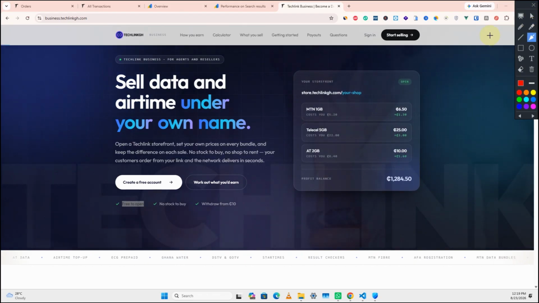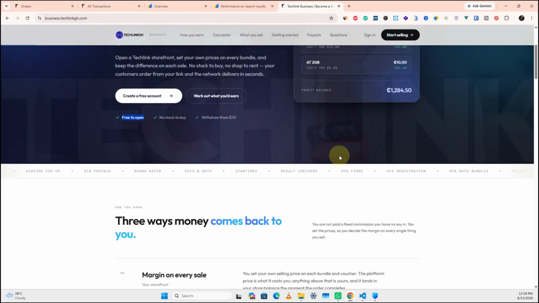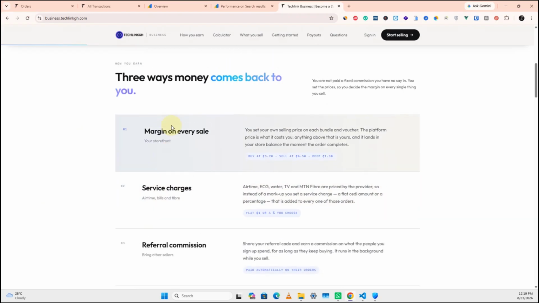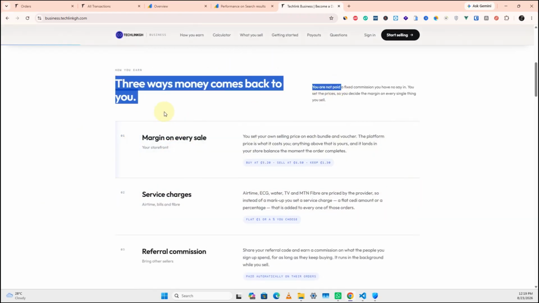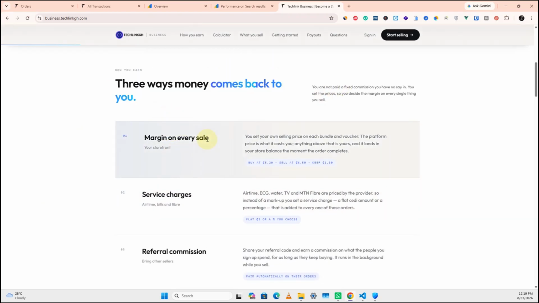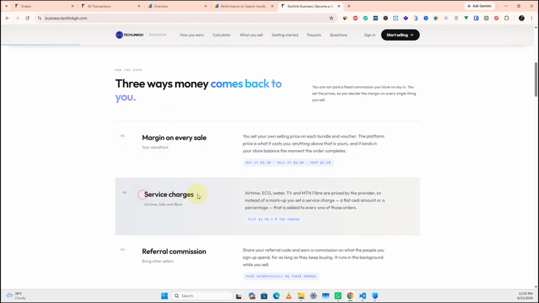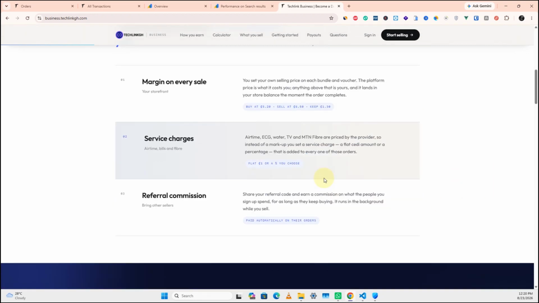All right, so now when we scroll down here, we have margin on every sale. If you sell something, you get to keep the margin. And then service charges: you set your own service charge.